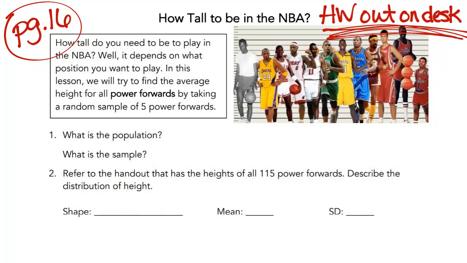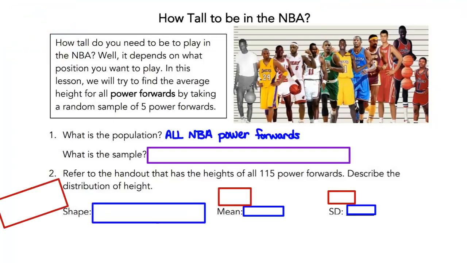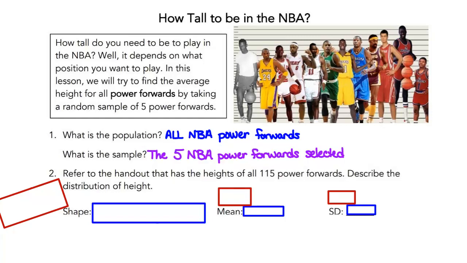All right, so page 16, I asked you guys to answer questions 1 through 3. Let's go ahead and go through questions 1 and 2. The information that you need to answer all 3 of these questions is on page 15. What's the population here? All the power forwards in the NBA. What's the sample? 5 power forwards, the 5 selected power forwards specifically.